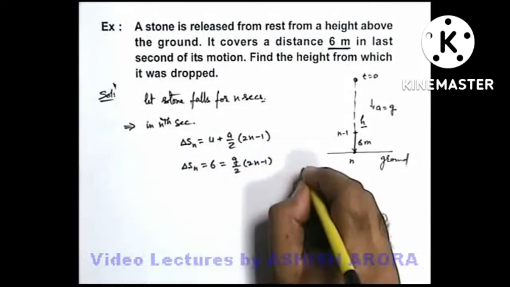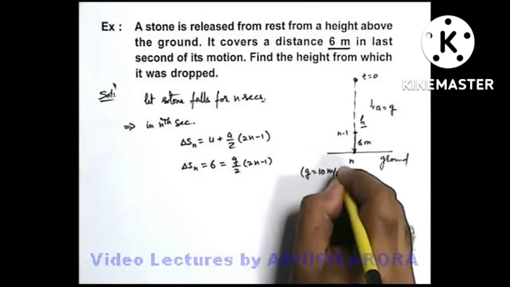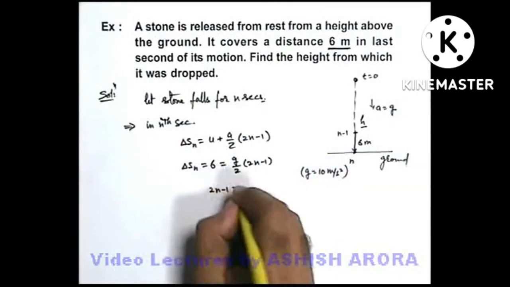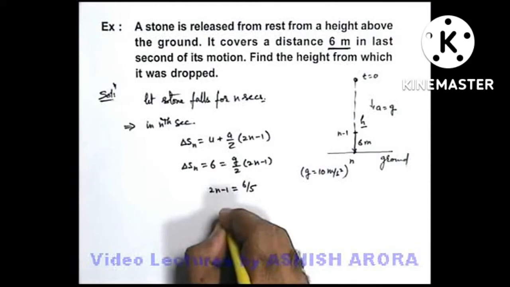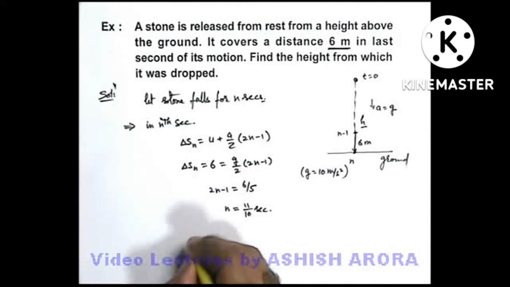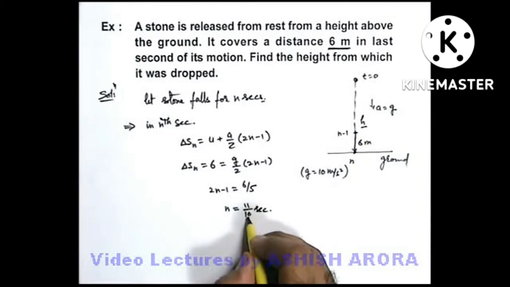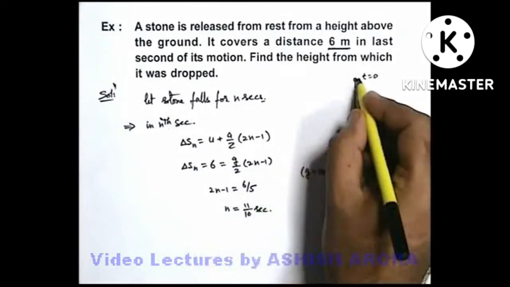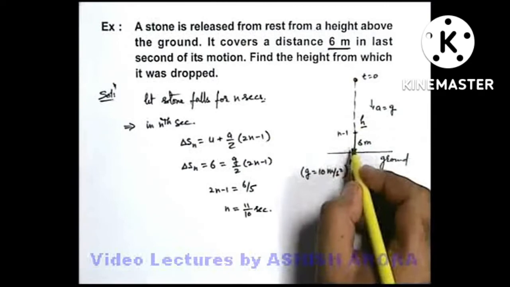So in this situation, if we put g is equals to 10 meters per second square, we are going to get 2n minus 1 is equals to 6 by 5. So this gives us n is equals to 11 by 10 seconds. So as the value of n we are getting 11 by 10 seconds, we can easily calculate the total height to which the stone has fallen.